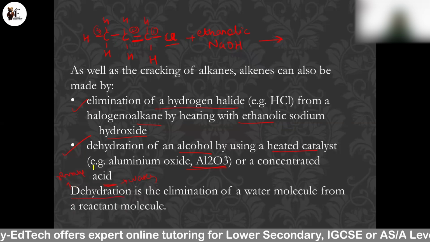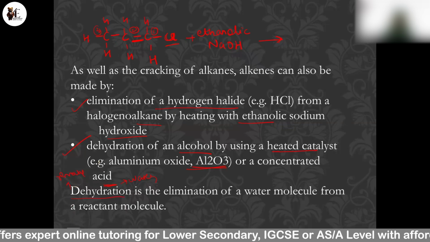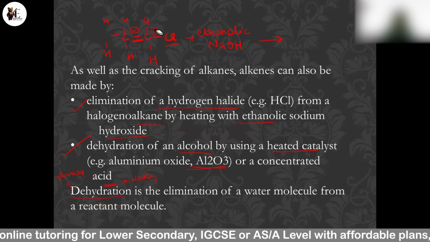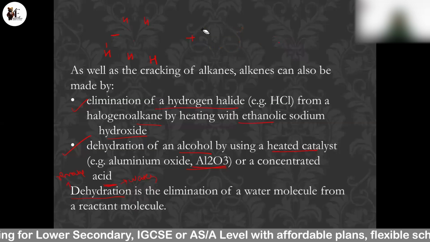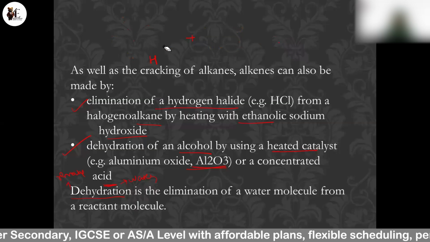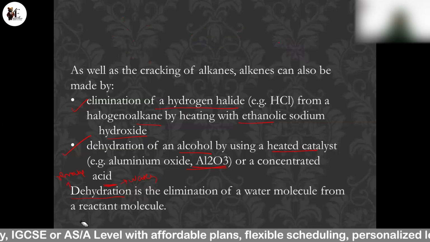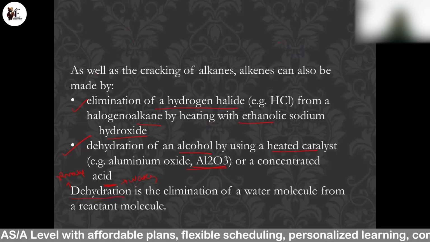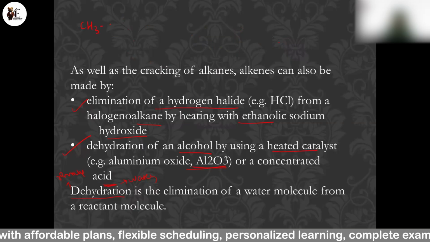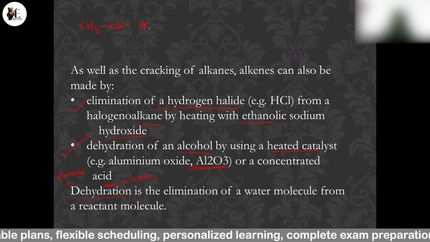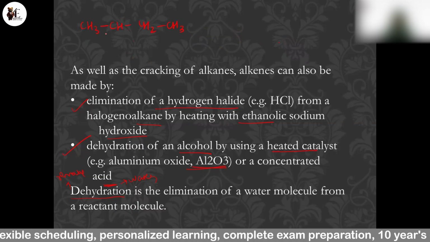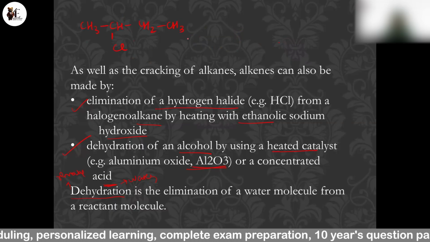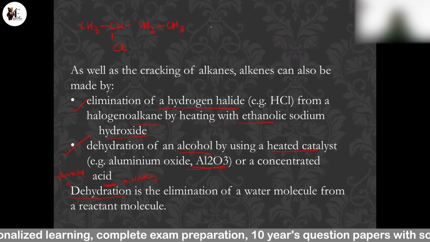But if I write it like this, CH3CHClCH2CH3, with chlorine here at the second position, now 2 products can appear, 2 products we get.